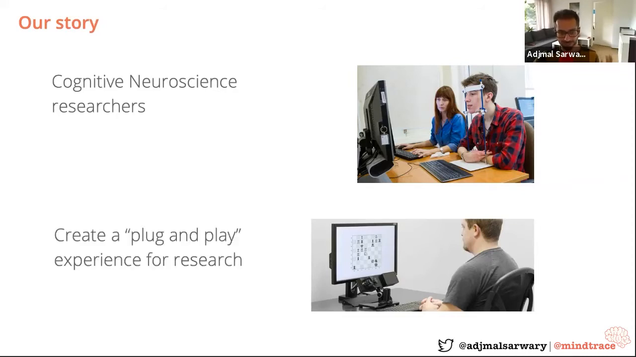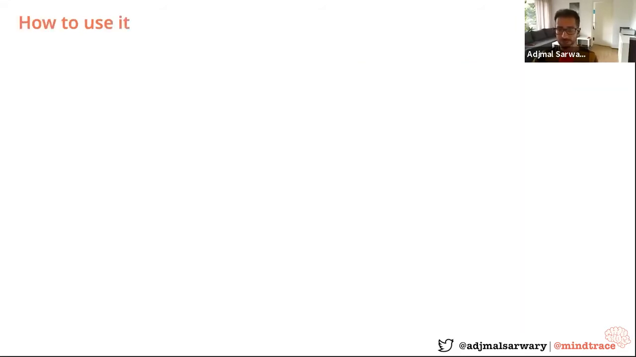So our goal was to actually create a plug and play experience for researchers, so they don't have to worry about all of the stuff. You have to worry enough about making a great design, and you don't want to also deal with all this hardware.